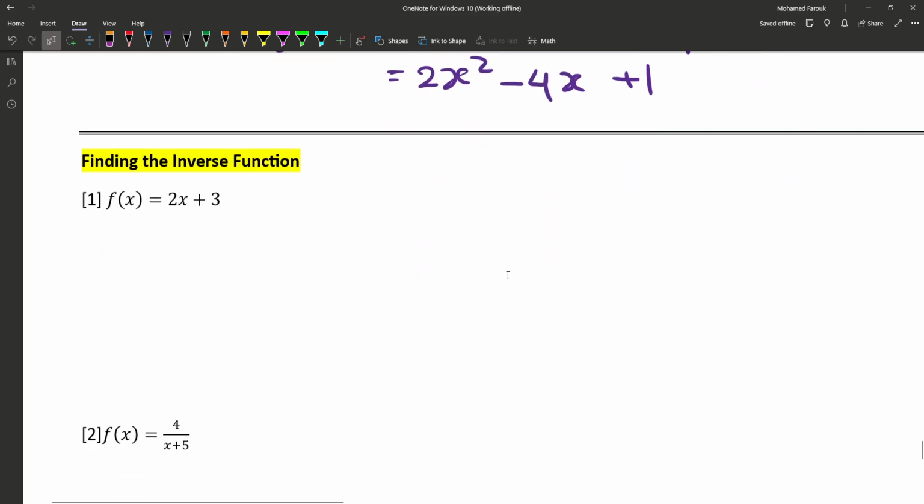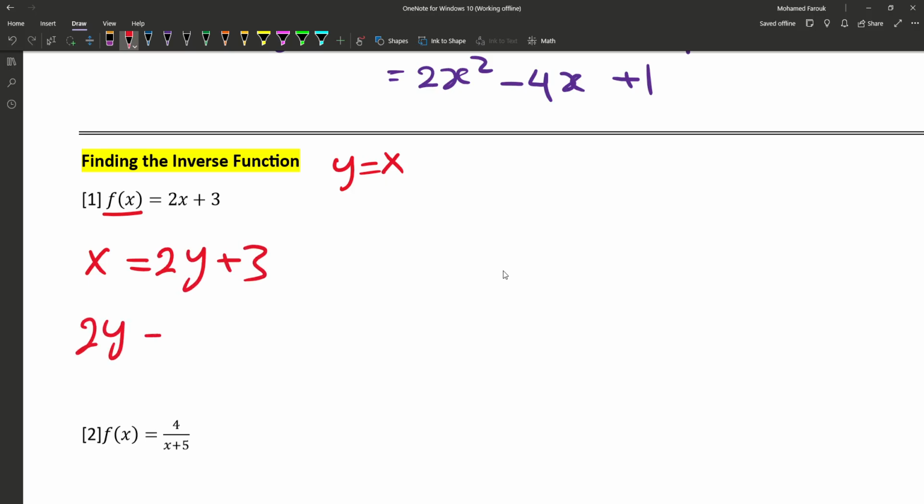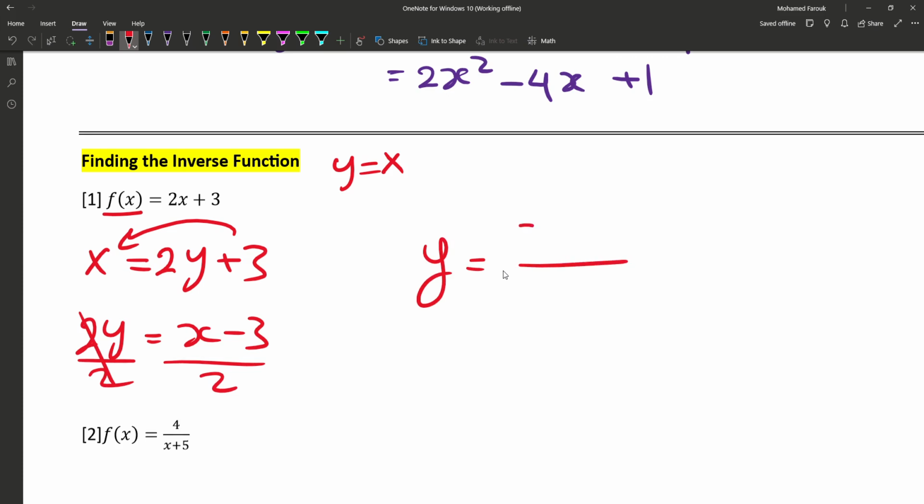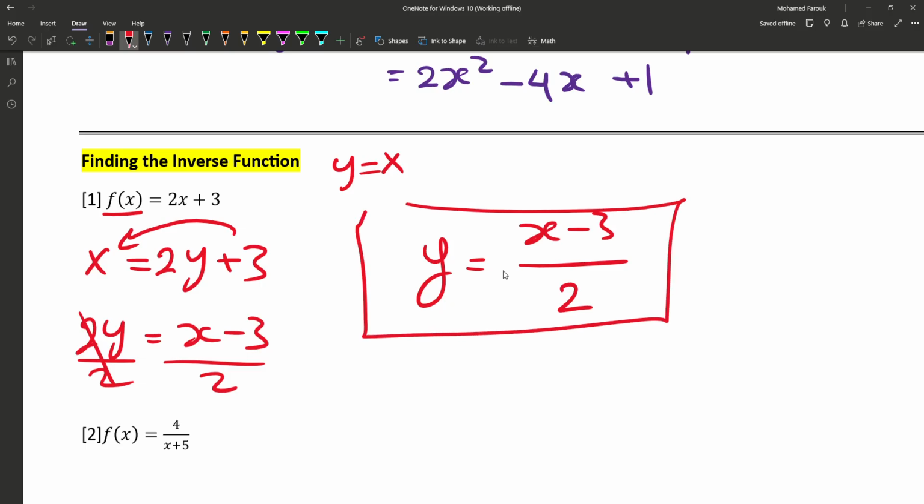Next, we need to get the inverse function of this one. Actually, you need to replace y for x. Remember, inverse functions have a reflection about y equals x. So this is y and this is x. You just have to replace them. So x is equal to y plus 3, and then separate y. It will be 2y is equal to x minus 3, because we're moving this one to the other side with a negative sign, and then divide both sides by 2. So it will give you y is equal to x minus 3 over 2, and this is your solution. This is the inverse function.